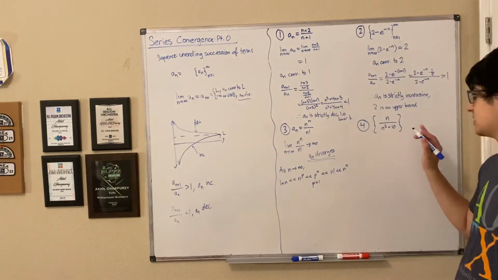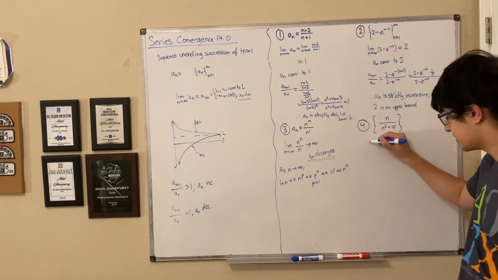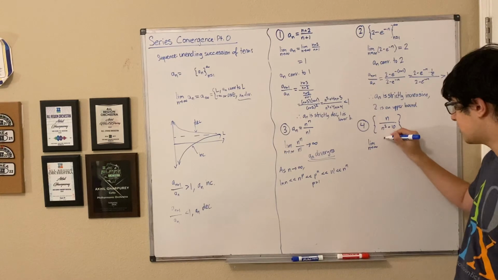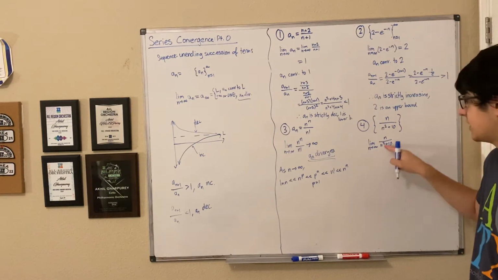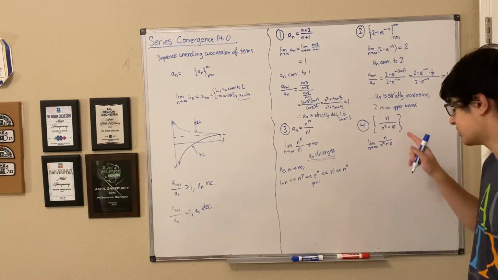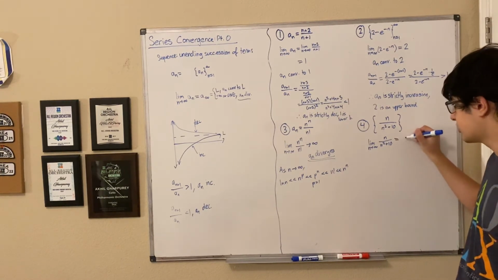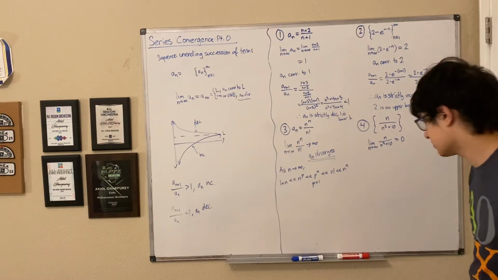Okay, so moving on to the last one here. n over n squared plus 10. If we take the limit as n goes to infinity of n over n squared plus 10, you notice that the degree of the denominator is larger than the degree of the numerator. So therefore, this limit is just going to be 0, by the behavior of rational functions.